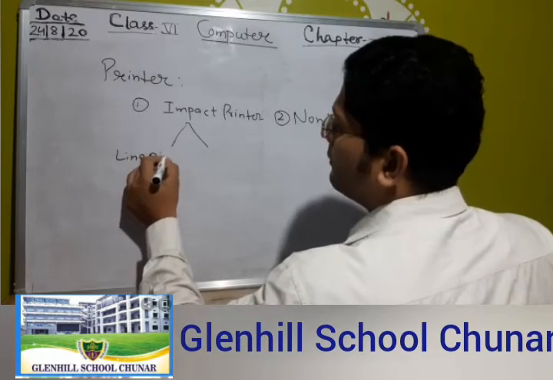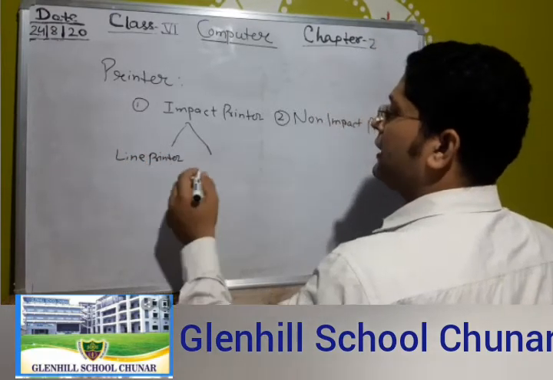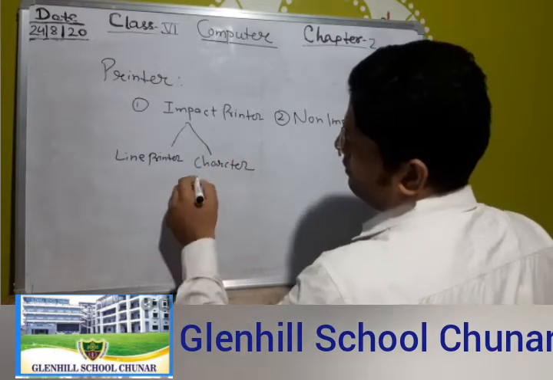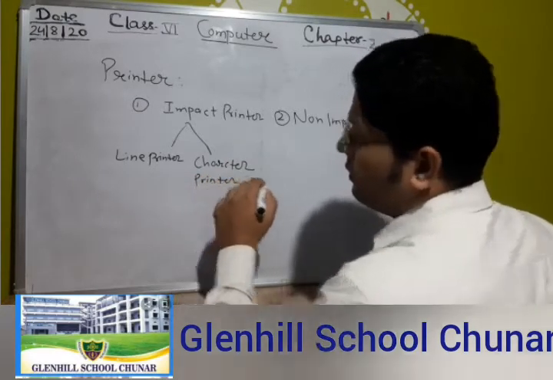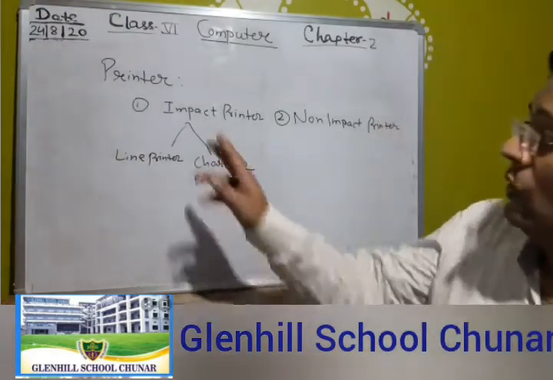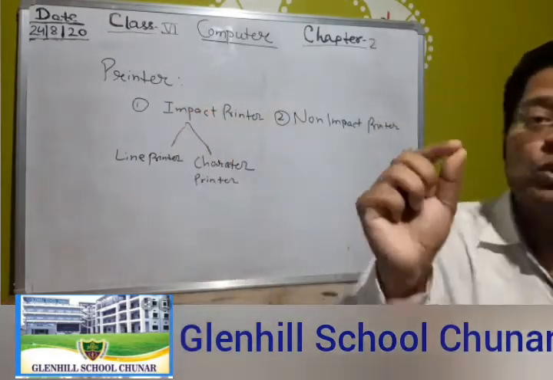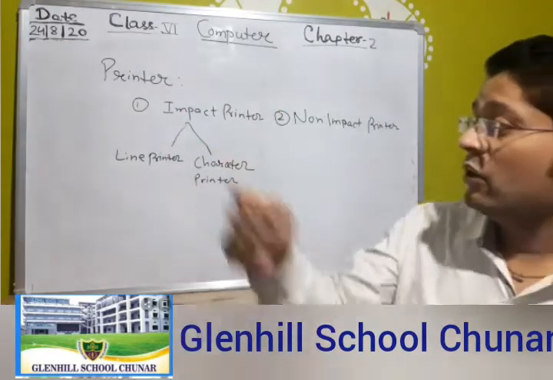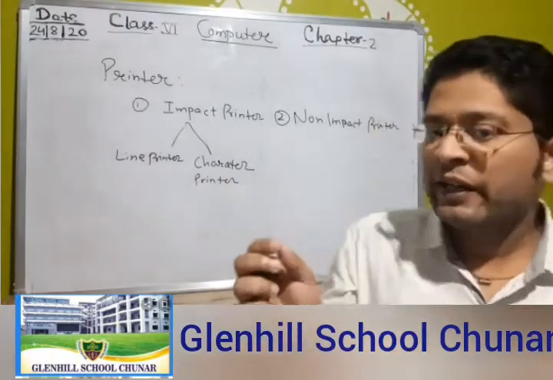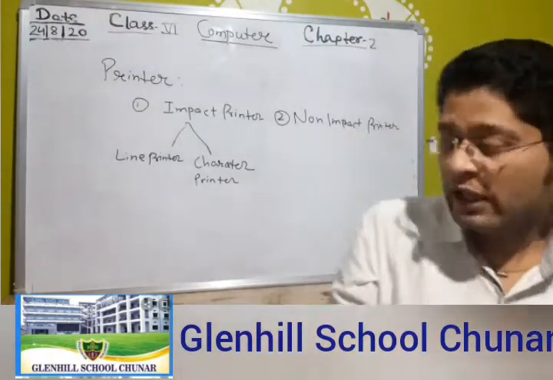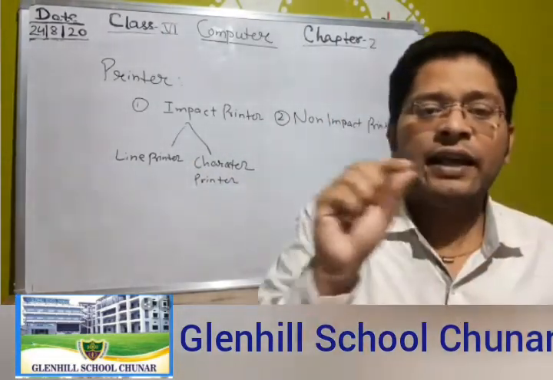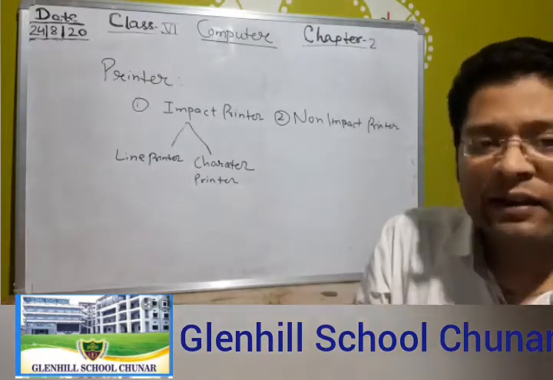Line printer and second, character printer. So those are the two types. In impact printers, the printer uses a ribbon. A line printer produces output by printing one line at a time. So this printer works one line at a time.